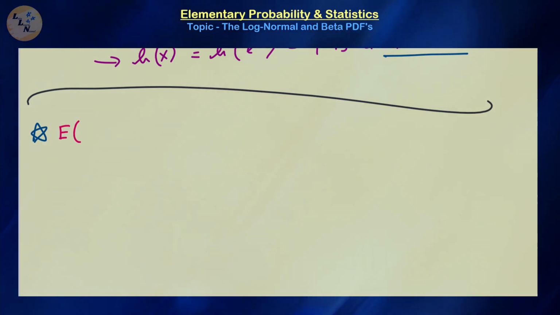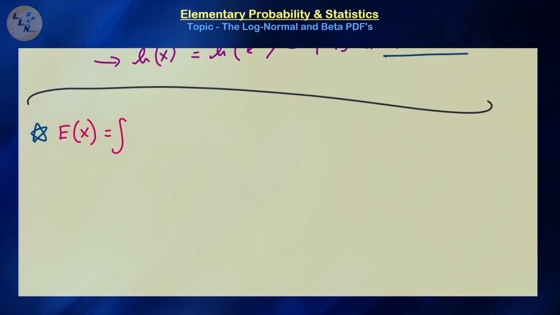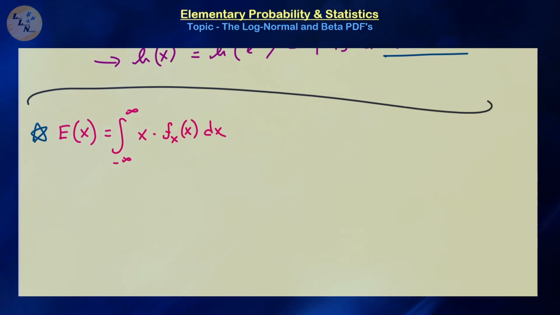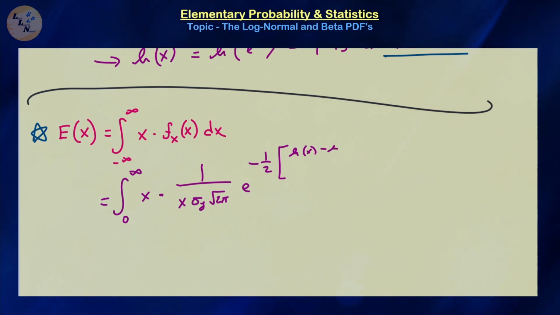So let's assume we're interested in finding the mean of a log normal probability density function. Remember that by definition, it's going to be equal to the integral across the domain of x times the probability density function with respect to x. For our probability density function, the domain is 0 to infinity, and then x times that probability density function: 1 divided by x times sigma y times the square root of 2 pi, e to the minus 1 half times the quantity natural log of x minus mu y divided by sigma y, squared, dx.